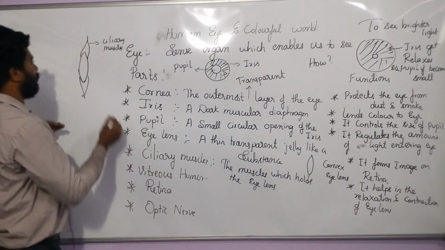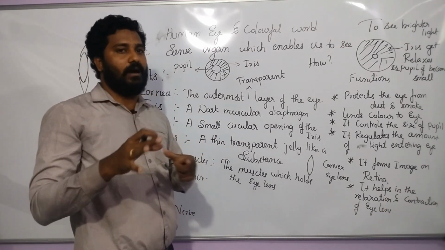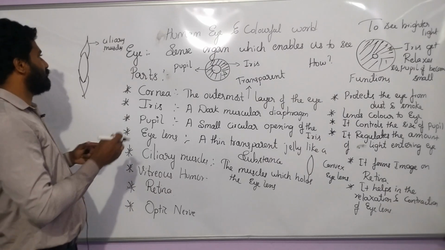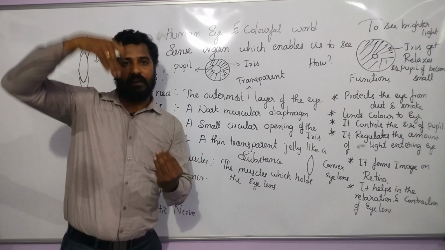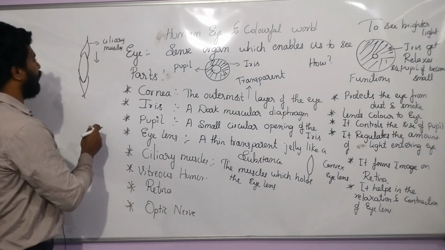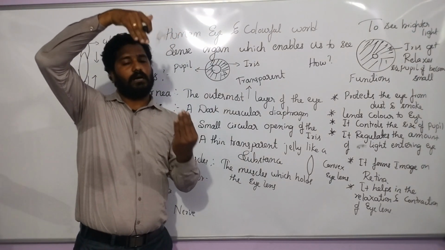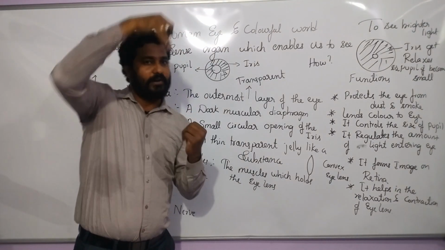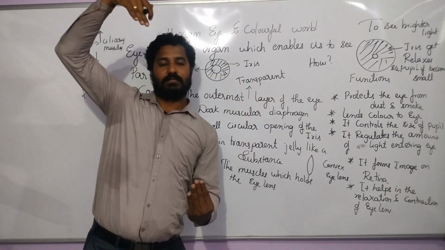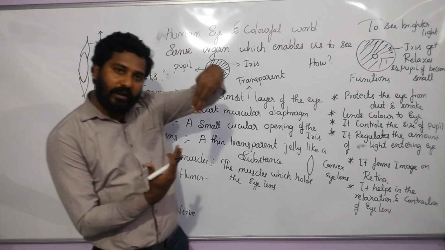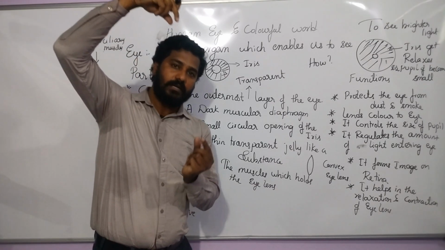I will explain the next topic, the power of accommodation, and at that time you will understand the ciliary muscles. But just now, what you have to know is that it helps in the relaxation and contraction of the eye lens. Anyway it holds the eye lens, so sometimes it comes closer, the ciliary muscles contract, and sometimes it moves back, the ciliary muscles relax.